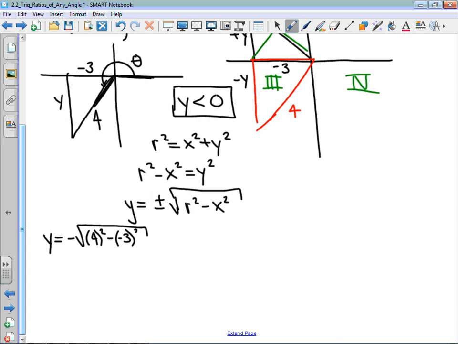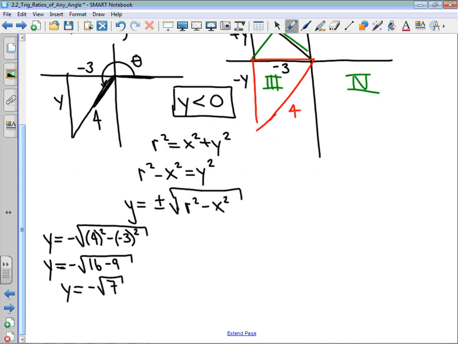With that bracket in place, this will work perfectly well. And I get that y is equal to the negative square root of 16 minus 9. So y is equal to the negative root of 7. Not to be confused with the square root of -7, which can't be done. That negative needs to be outside the radical.